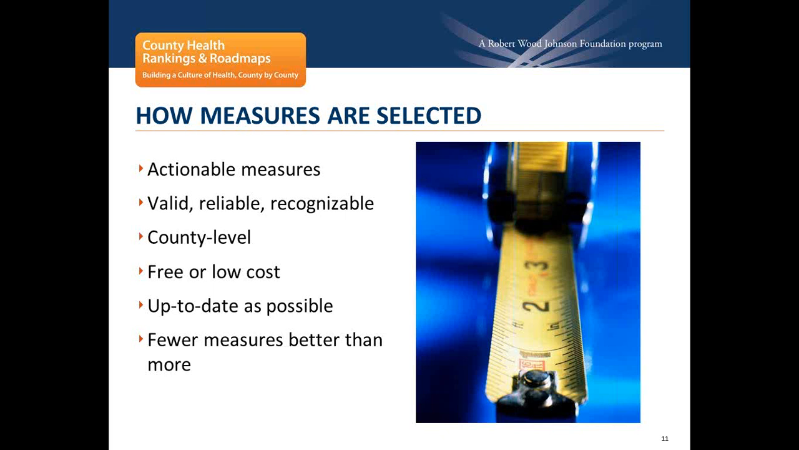Our measures must be available at the county level for every county in every state, and the data we use must be available at low cost or free and as up-to-date as possible. We use fewer measures, and in 2015, 35 measures make up the health rankings because the rankings are meant to be a snapshot. This is data that is a starting point for communities.